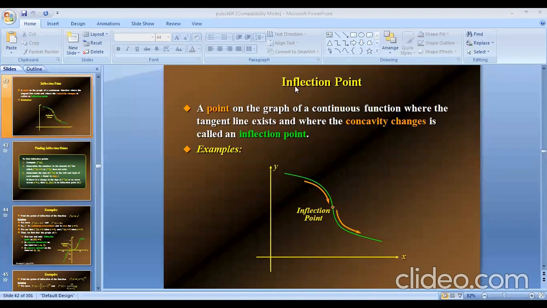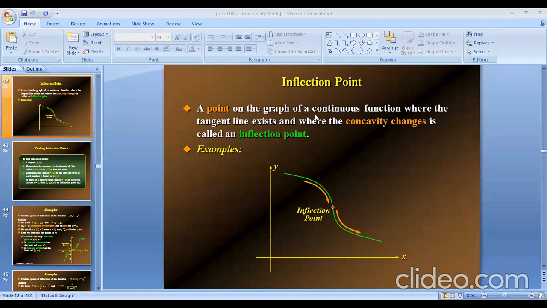In our previous lecture, we have studied what is an inflection point. I am reviewing it. What is an inflection point actually? A point on the graph of a continuous function where the tangent line exists and where the concavity changes is called an inflection point. In previous lectures, we have discussed concavity, concave down and concave up, with the geometrical interpretation. So first of all, follow the previous lecture, then you can understand this.